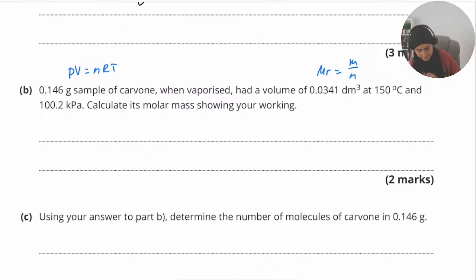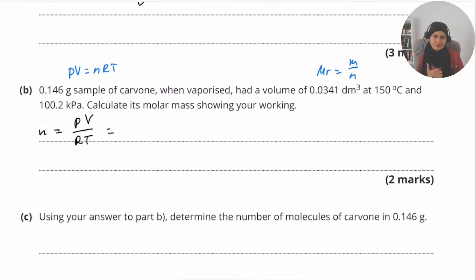So I rearrange PV equals nRT, the ideal gas expression, so n is pressure times volume over RT. For IB, it's okay to plug in pressure and volume as they are here, so you can use volume in dm cubed and pressure in kilopascals. For A level, you can never do that. For A level, you have to use cubic meters and pascals always. For some reason, A level doesn't allow you to use dm cubed and kPa. It's some convention, I don't know.